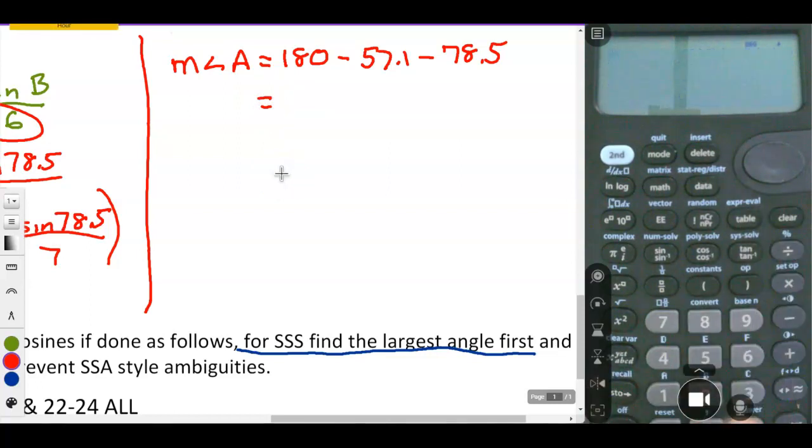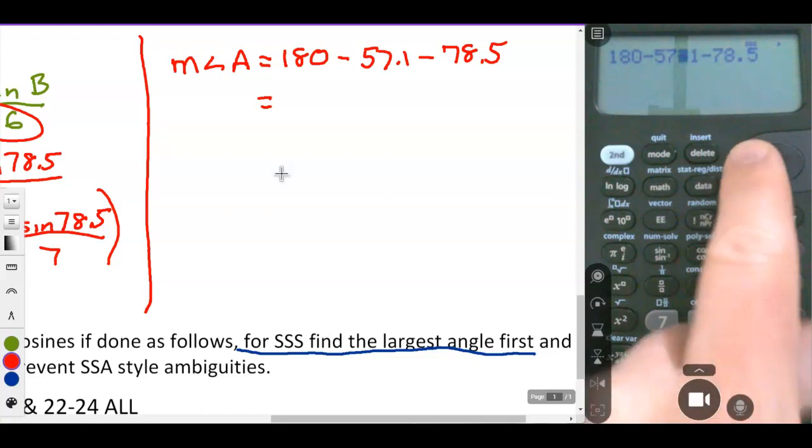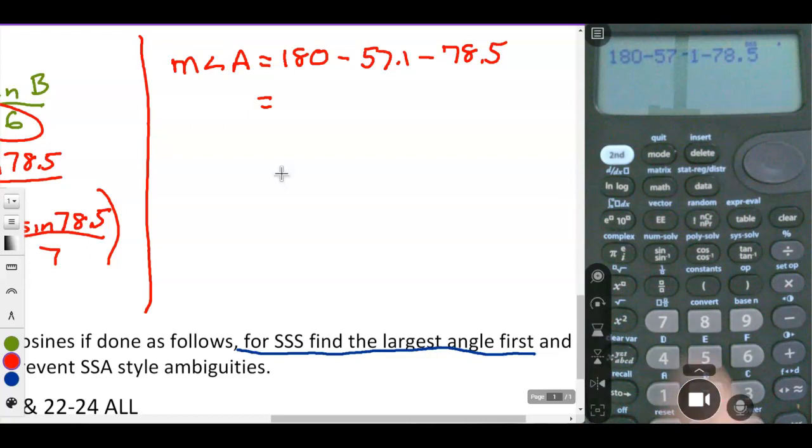And if you're one of those that, when you have extra time on a quiz or a test, you know that you can do this problem another way and double check to see if you get the right answer. Oopsie, what did I do? I'll use the subtraction button. There we go. 57.1. There we go. 44.4.